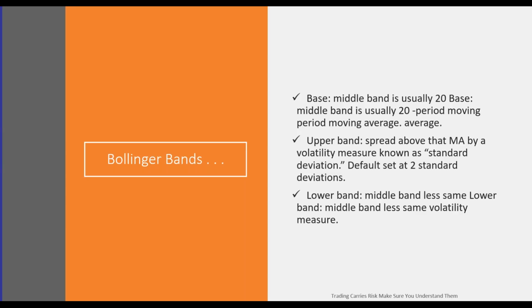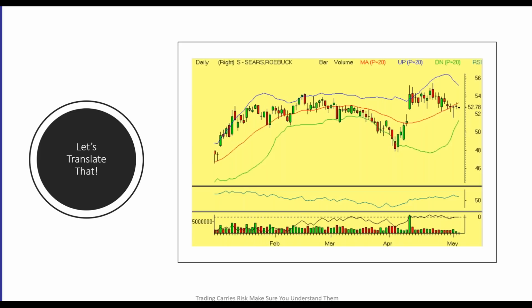So Bollinger Bands has the base, or the center band, which is the 20 period moving average. It's got the upper band, which is spread above the moving average by a volatility measure known as standard deviation, and the default is 2 standard deviations. The lower band is the middle band minus that same volatility. So you have 2 standard deviations above, 2 standard deviations below the moving average, and each one is put on the chart with a dot, and then those dots are connected to form the upper and the lower band.